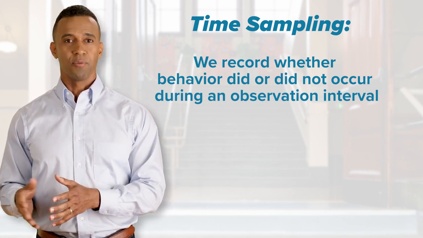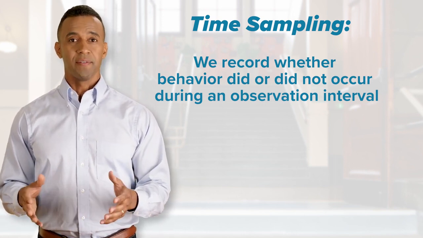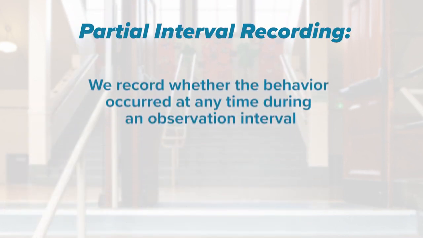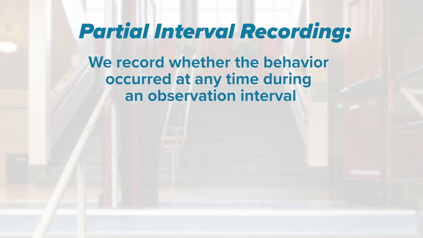Intervals can be longer with low-rate behaviors, those behaviors that don't occur that often, and we can use something called partial interval recording. With this method, the teacher records a plus if the behavior happened at any time during that interval, even if only once and briefly. Let's watch the student intervention team thinking this through with 3 teachers.